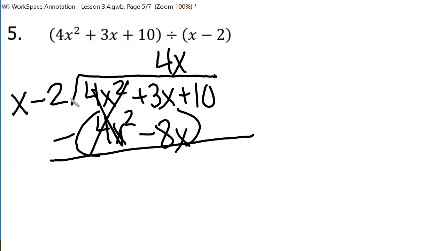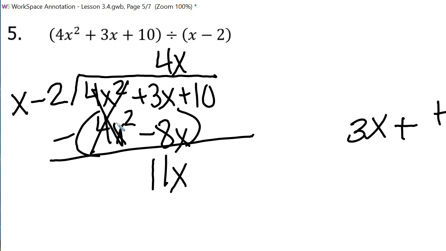I want to be very careful here. We have 3x minus negative 8x. Let me write it over here. 3x minus negative 8x. So it changes to addition, and that gives us 11x. What do I need to remember to do next?